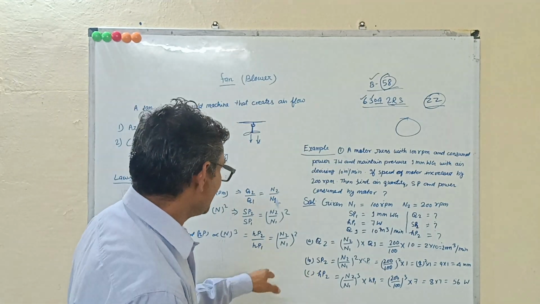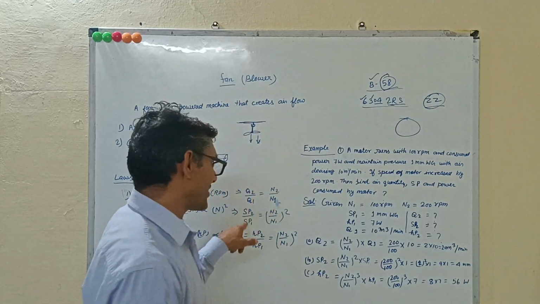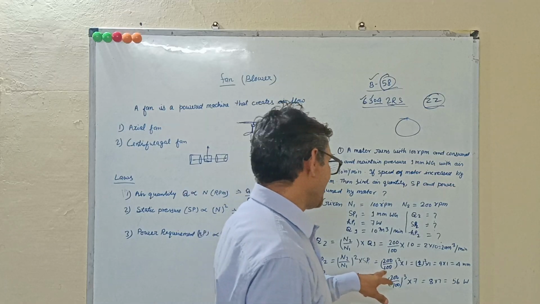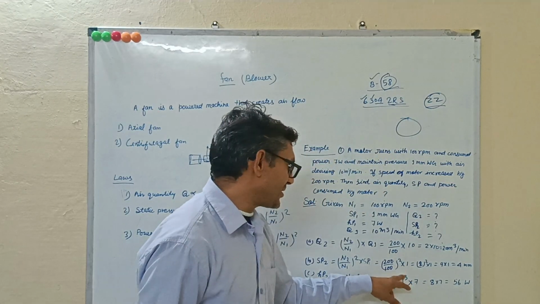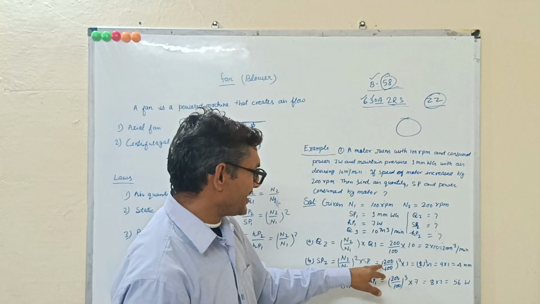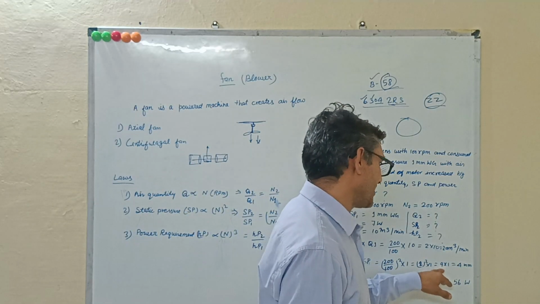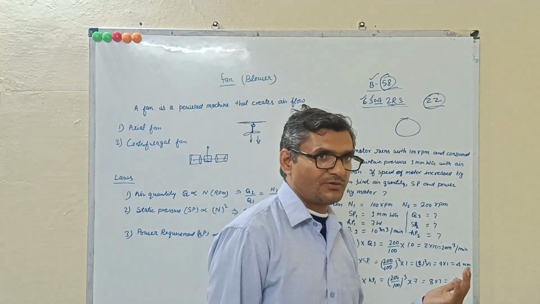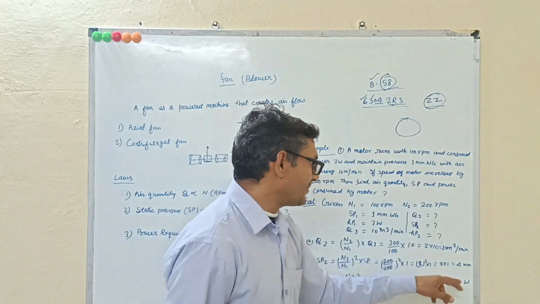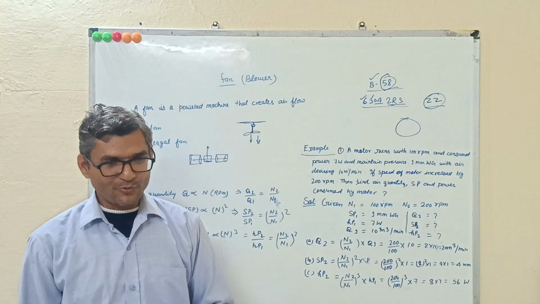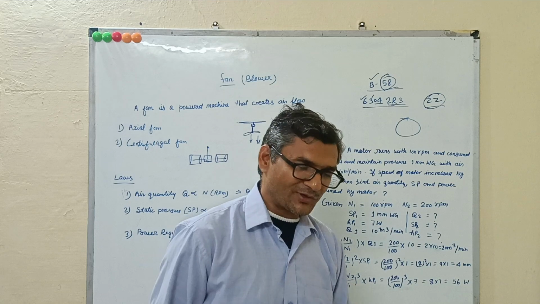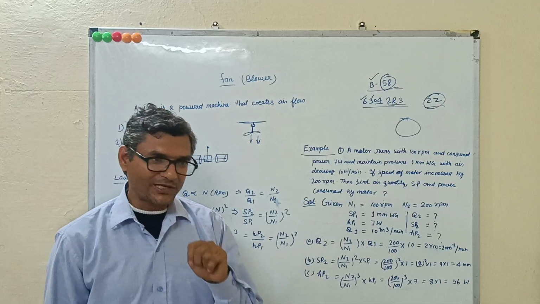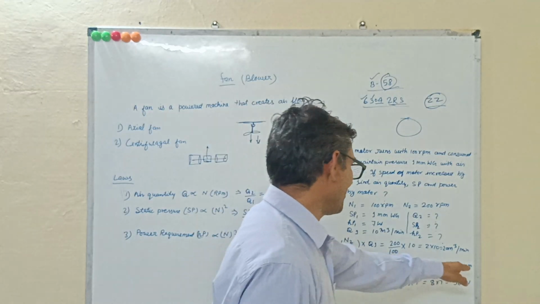Next, static pressure. It increases in square form: N2 by N1 squared into SP1. 200 by 100 squared, the zeros cancel and 2 squared comes to 4, into 1, because SP1 equals 1 mm water gauge, so 4 times. If we increase the speed of the motor 2 times, the static pressure will increase 4 times.